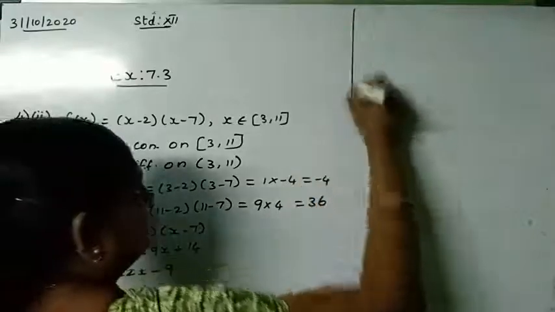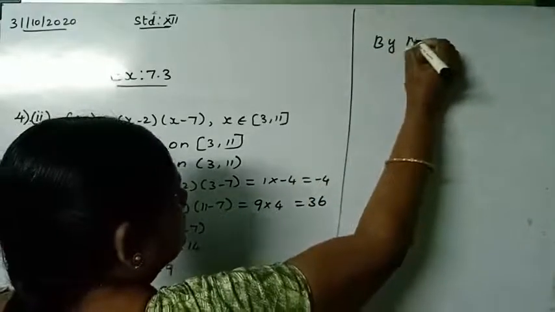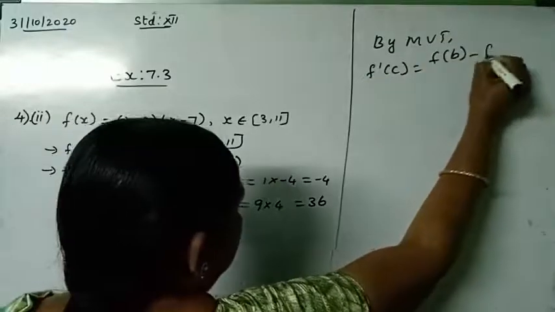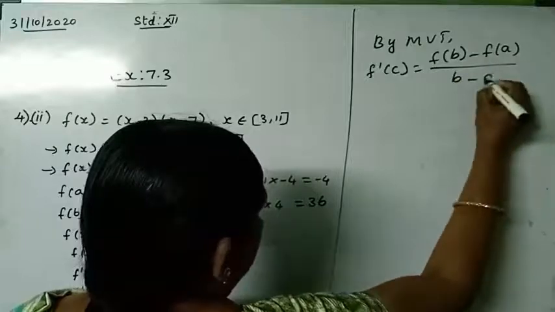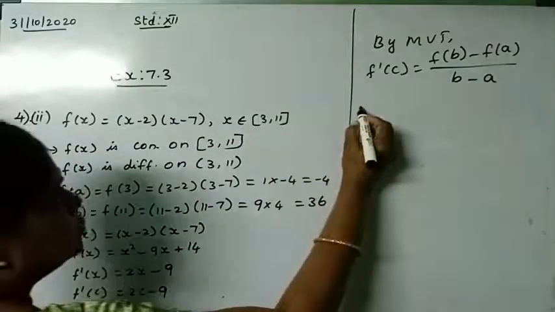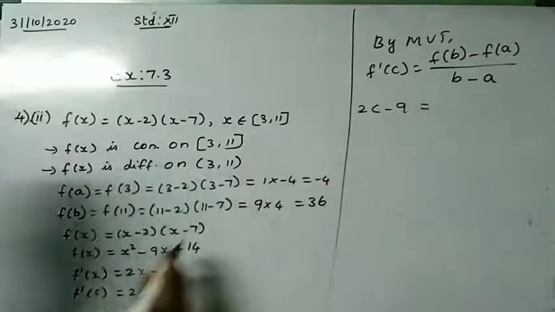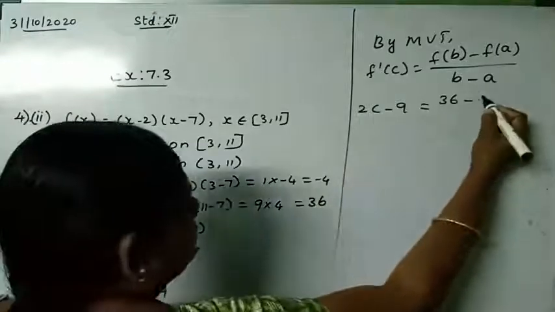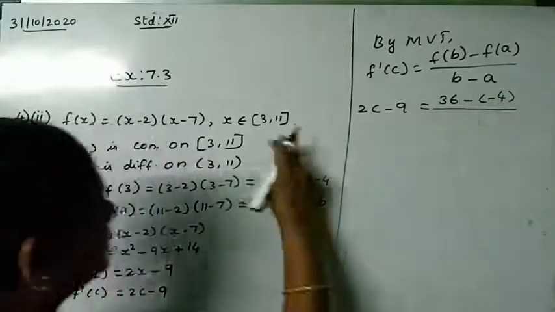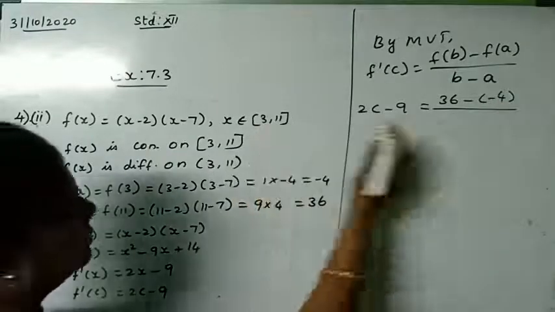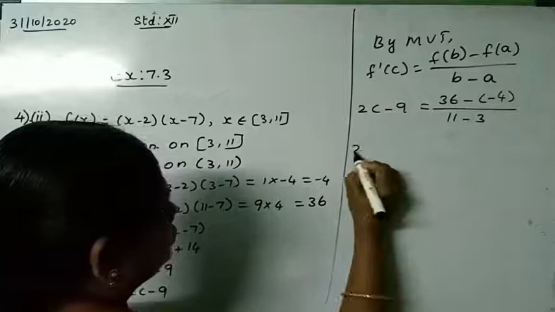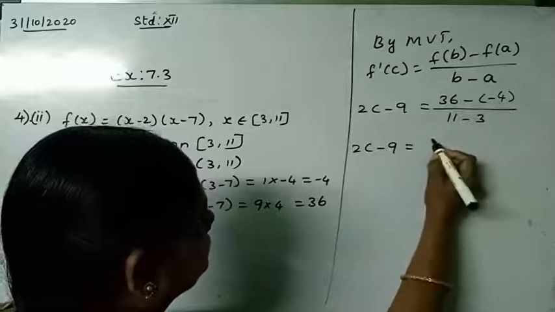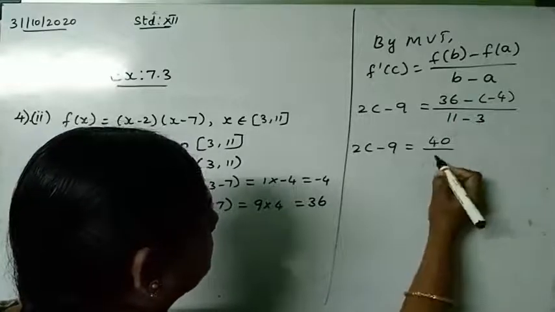Now by the mean value theorem, we have the formula f dash of c equal to f of b minus f of a divided by b minus a. f dash of c, which is 2c minus 9, is equal to f of b, which is 36, minus f of a, which is minus 4, divided by b minus a. This is the interval a comma b, so b minus a is 11 minus 3. So 2c minus 9 equal to 36 minus minus 4, that is 36 plus 4, 40, divided by 11 minus 3, which is 8.